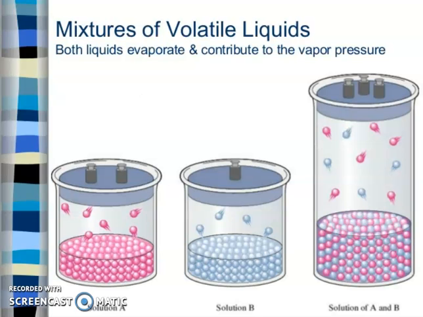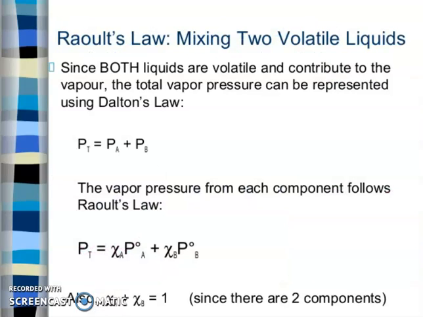So, a mixture of volatile liquids. Both liquids evaporate and contribute to the vapor pressure. You can see solution A, solution B. Now mix together solution A and solution B. So Raoult's law, mixing two volatile liquids.